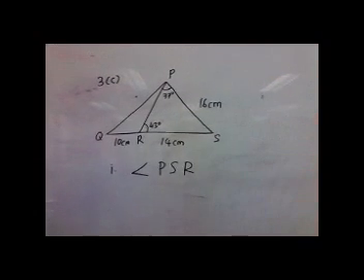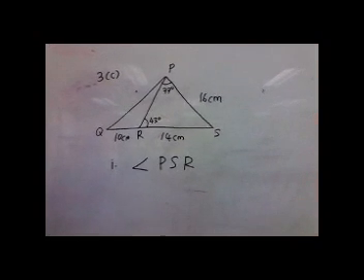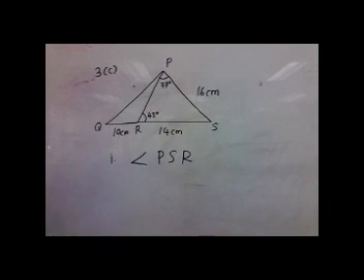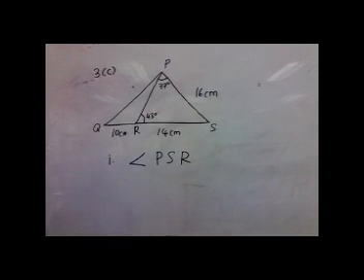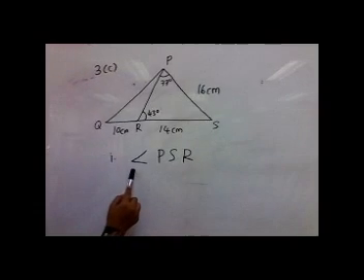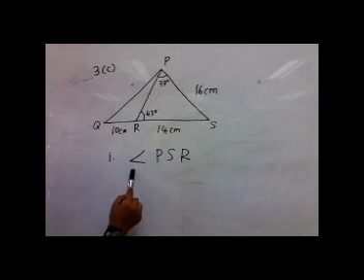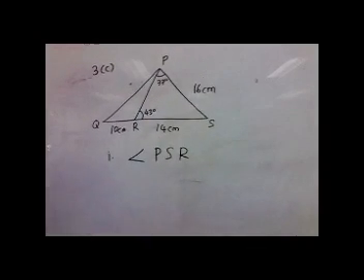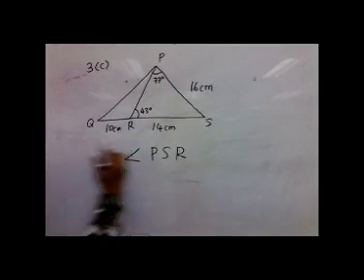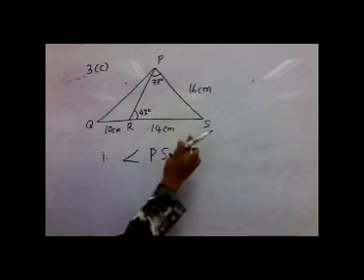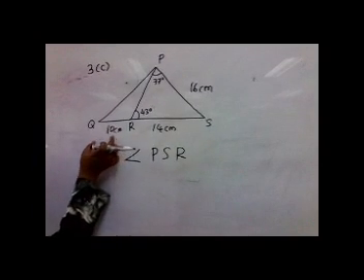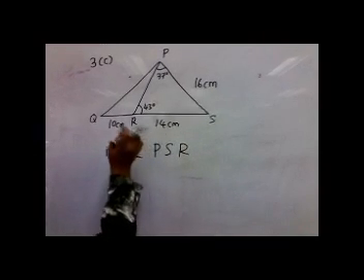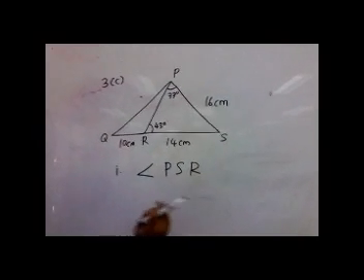Okay, soalan 3C. Seterusnya adalah soalan 3C. So untuk soalan 3C, soalan memerlukan kita untuk mencari sudut PSR. Okay, so daripada gambar rajah ini diberi Q dan S adalah garis lurus di mana QR 10 cm, RS 14 cm, PS 16 cm.